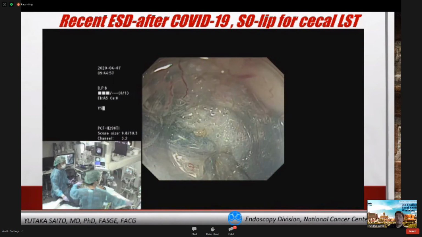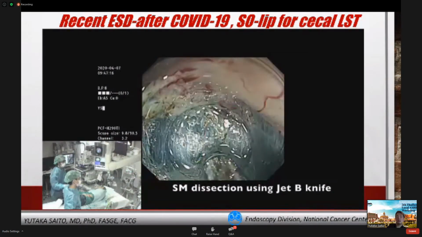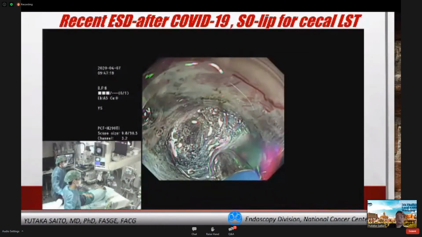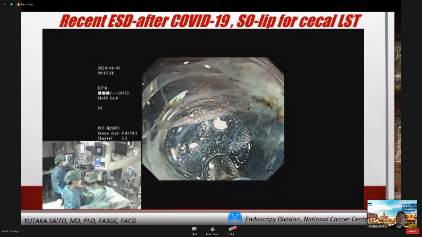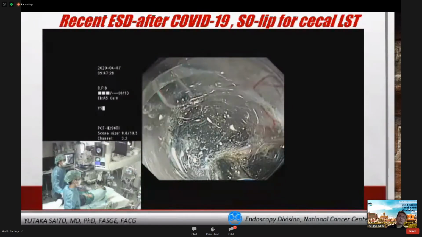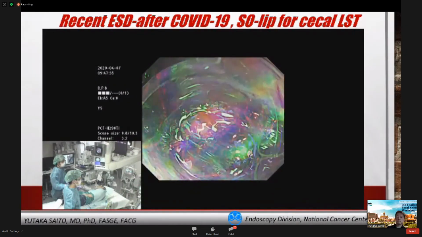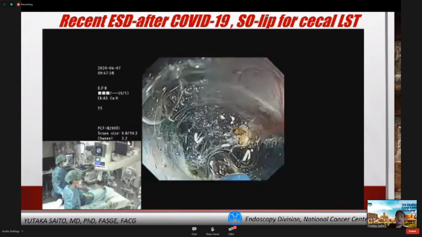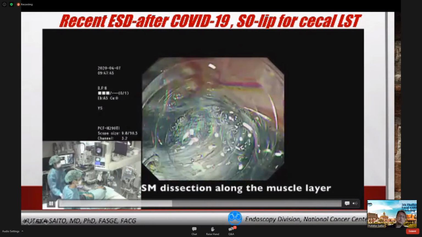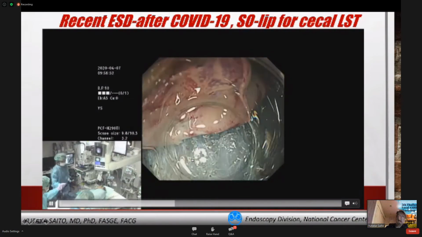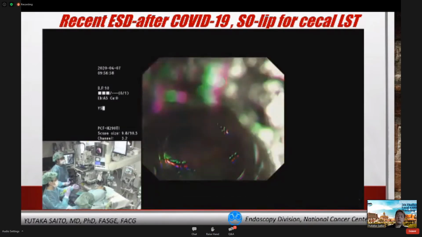And now you could see the very nicely elevated submucosal layer. So we are dissecting the lower third portion of the submucosal layer. And this vessel is already pre-coagulated, so we could continue the dissection. And you could see the muscle layer here. So it's really important to dissect along the muscle layer. Now this is similar to the pocket creation method by Professor Yamamoto et al.